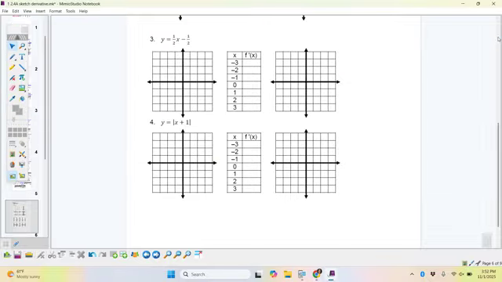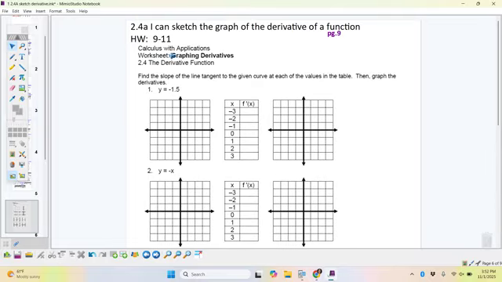All right, your practice is page 9 through 11. Make sure to check your answers in Drive.